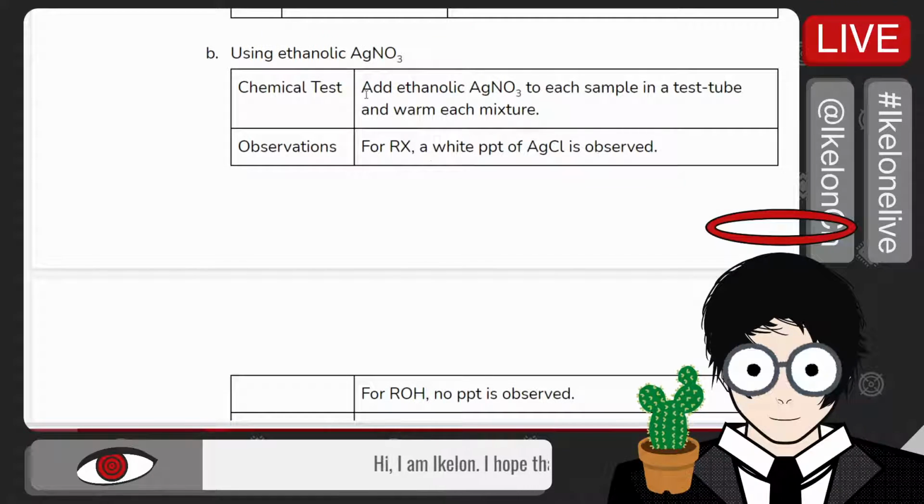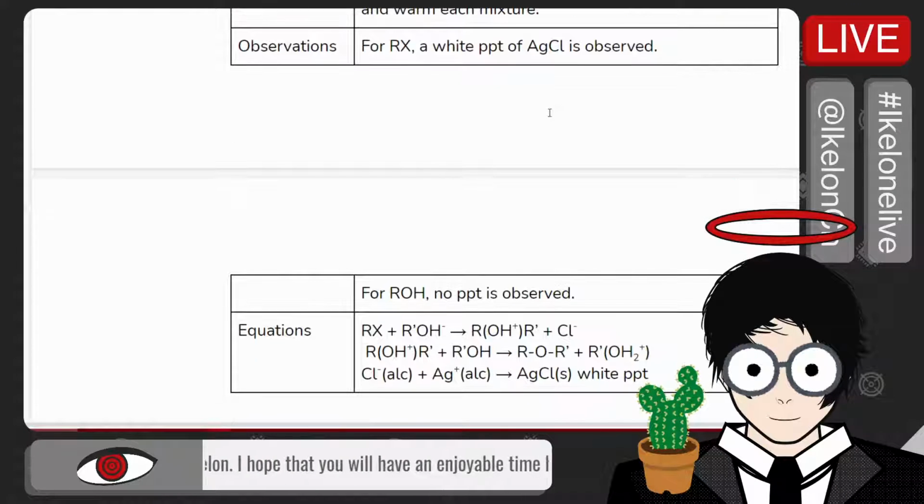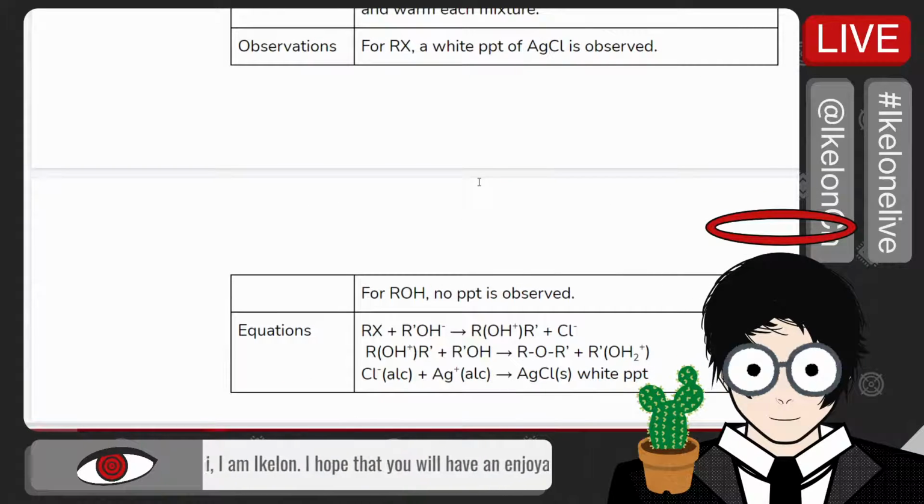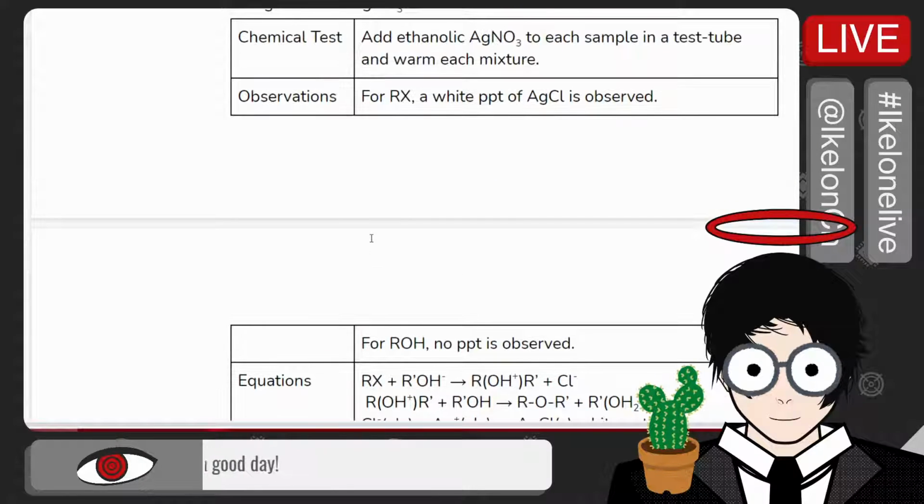So the chemical test is to add this reagent to each sample. For RX, a white precipitate will appear. But for ROX, there is no white precipitate. This reaction is basically the same as the fourth step, but it's simpler. So usually we use this in our theory paper, when we write our distinguishing test, because it's easy to write, with fewer steps involved.